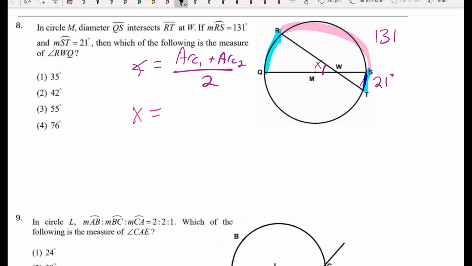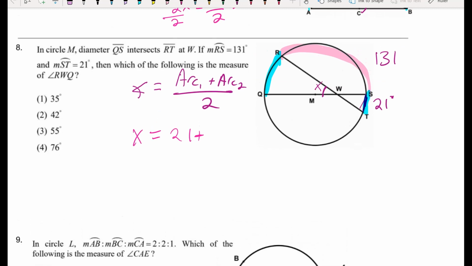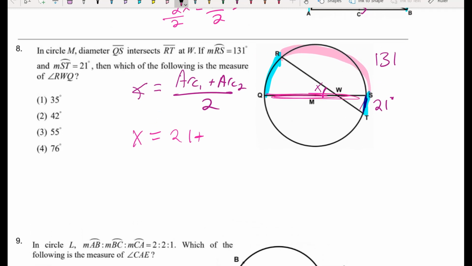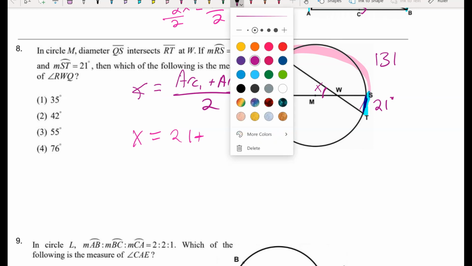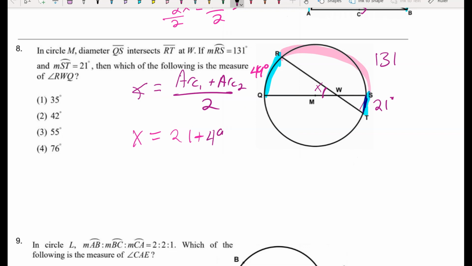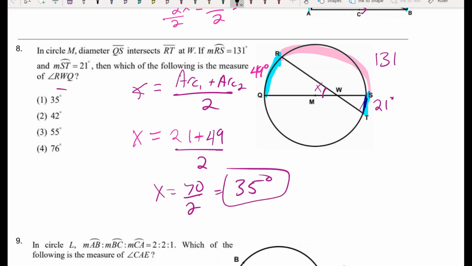So the angle X equals 21 plus, well, I need to figure out what arc QR is right there. And they tell me that I've got a diameter QMS. So that means that the blue arc over here and the pink arc should sum to 180 degrees. So if I subtract from 180, the missing piece should be 49 degrees for RQ. So 21 plus 49 divided by 2. And 70 divided by 2 is just 35 degrees.